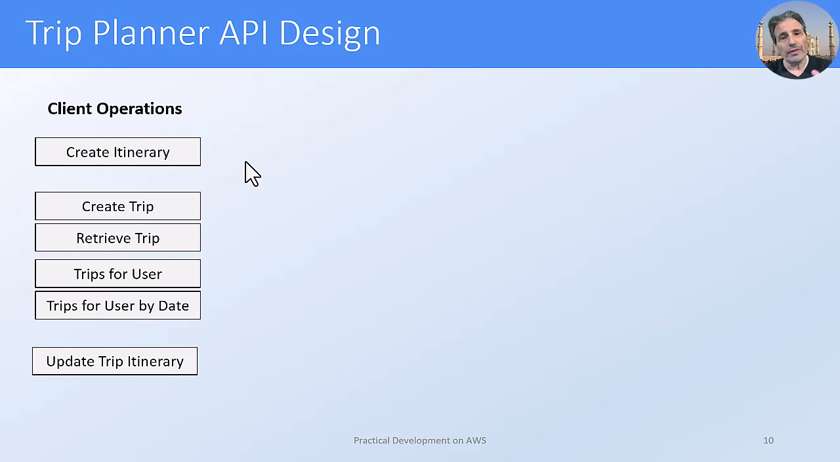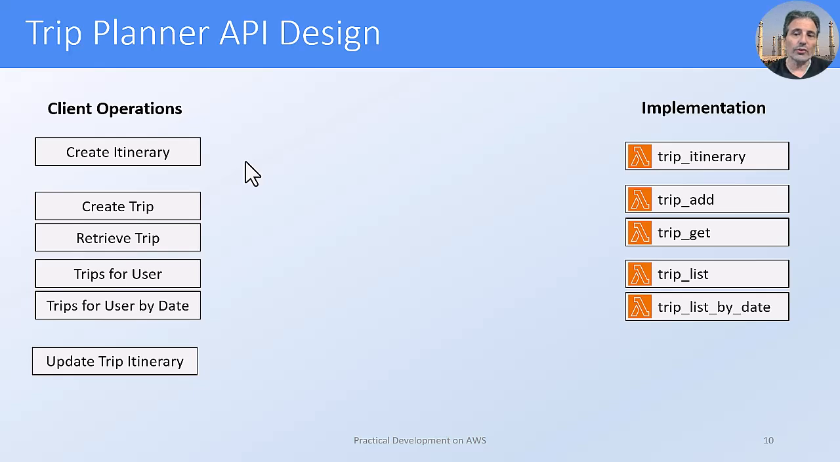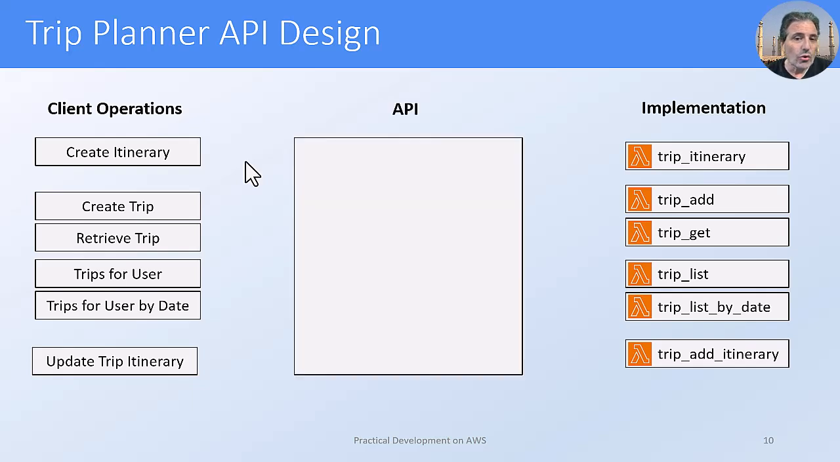Now, in my previous videos, I've already created the implementation on the Lambda functions that are going to do that. So yes, I have a Lambda function to create an itinerary using Bedrock. I have functions to add and retrieve trips to a DynamoDB database. And then I have the functions to list the trips for user and for user by date. And finally, I do have a function that is going to add an itinerary to an existing trip. Now I just need that glue in the middle, and that's my API.